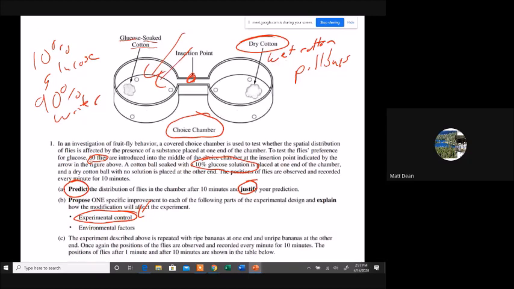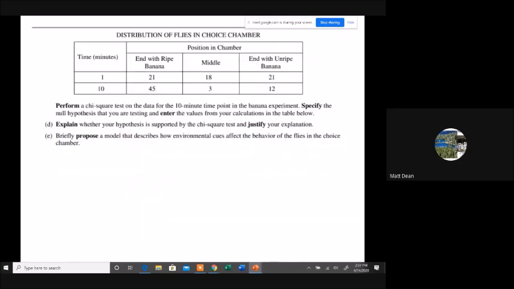The experiment described above is repeated with ripe bananas at one end and unripe at the other. Once again, the positions of the flies are observed and recorded every minute for 10 minutes. The positions of flies after 1 minute and after 10 minutes are shown in the table below. So here's our table. Perform a chi-square test on the data for the 10-minute time point in the experiment. The 10-minute time point, so this set of data. Specify the null hypothesis that you are testing, and enter the values from your calculations in the tables below.